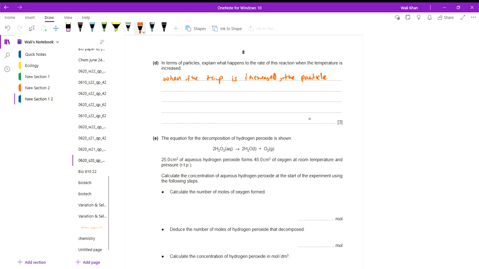The particle kinetic energy move faster leads to more frequent collisions between particles.